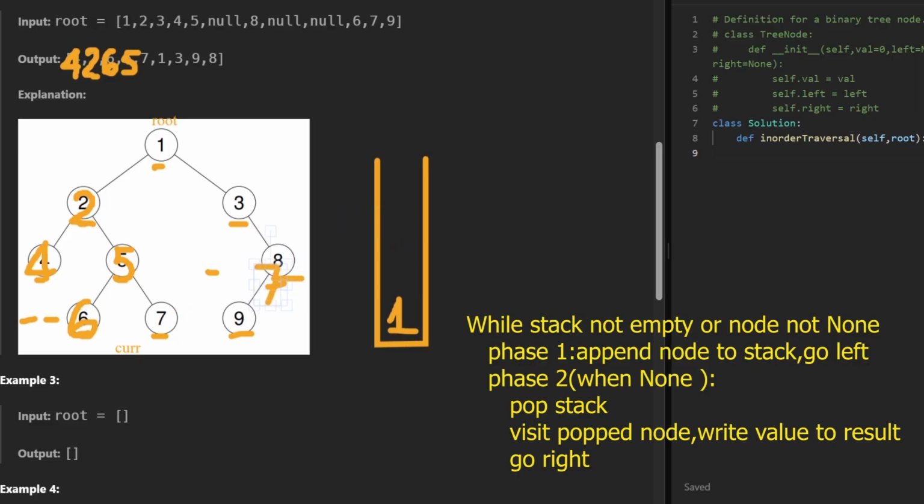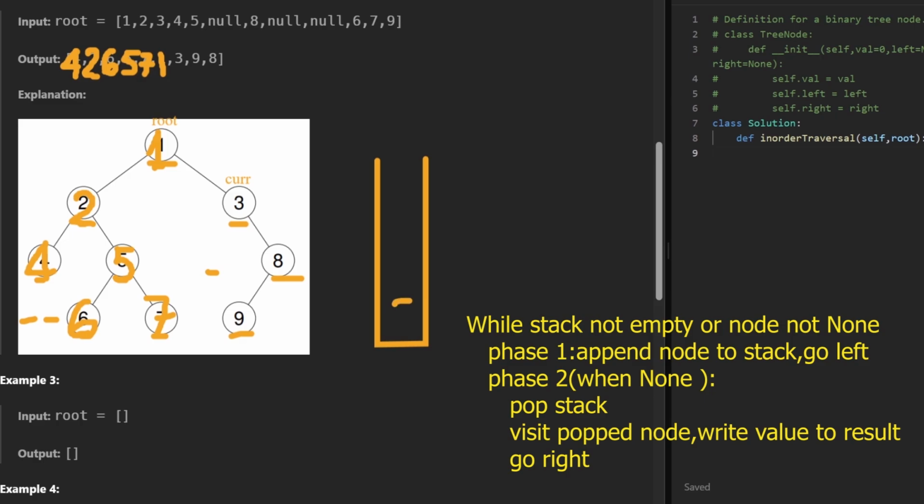Phase 2. Pop the stack, point curve to node 7. Write value 7 to the result and move curve right. Curve is none, no left, so skip phase 1. Phase 2. Pop the stack and point curve to the pop node 1. Write value 1 to the result and move curve right. Repeat the two-phase process. Phase 1.